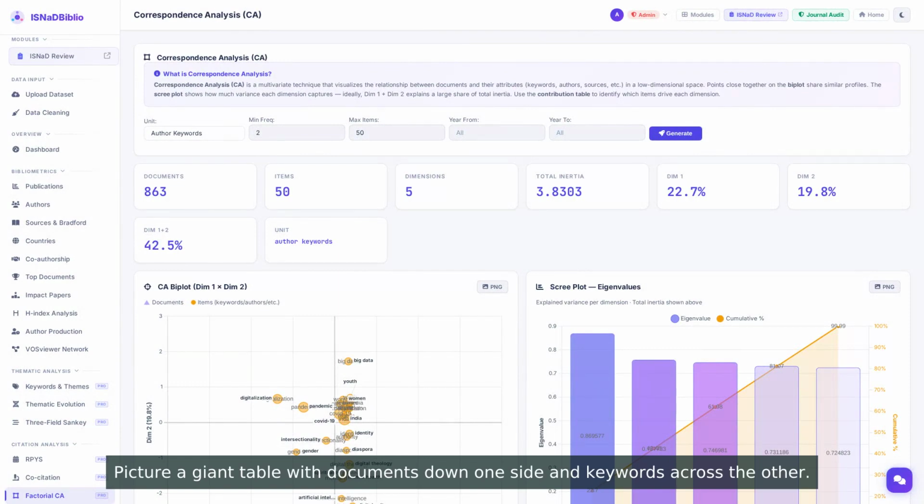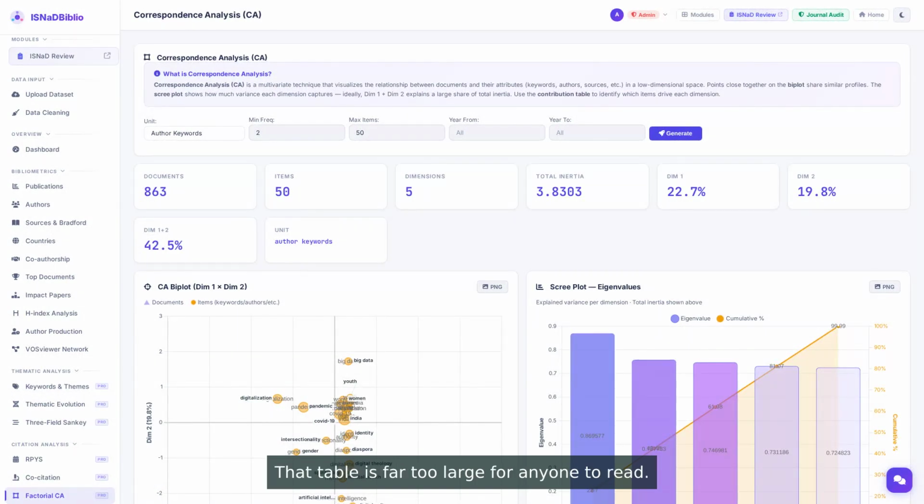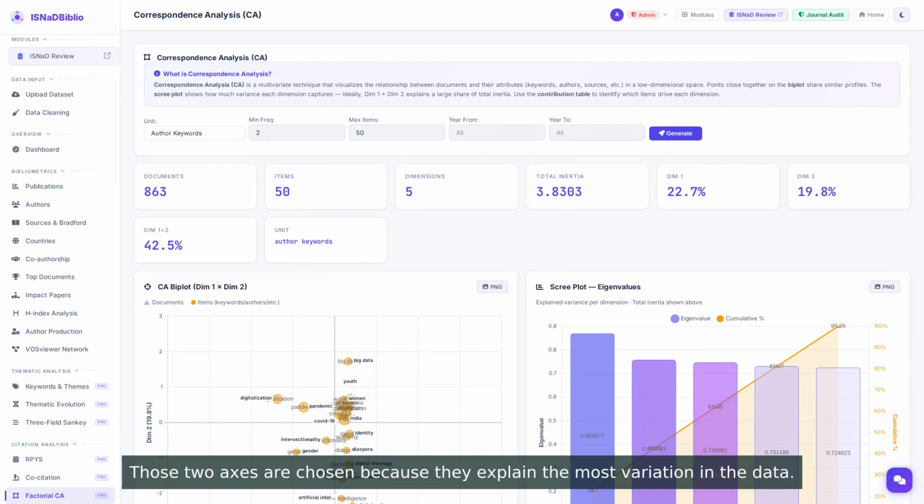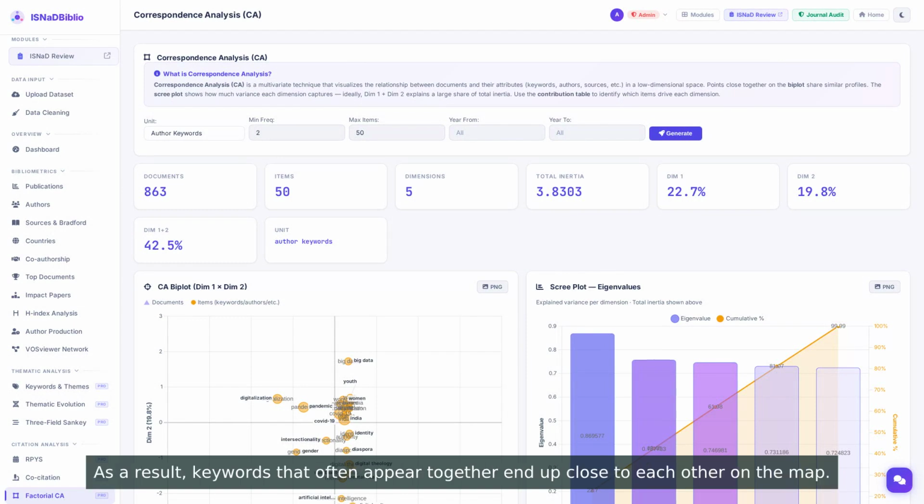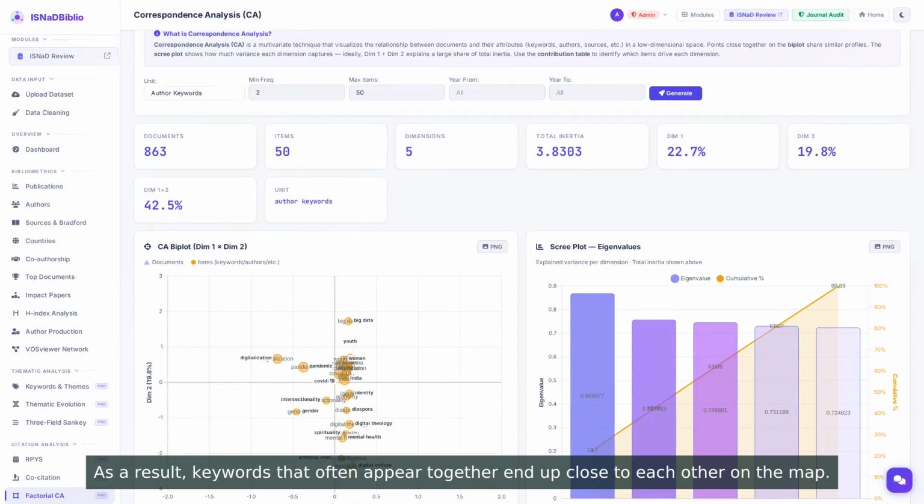Picture a giant table with documents down one side and keywords across the other. That table is far too large for anyone to read. Correspondence analysis compresses it into just two main axes. Those two axes are chosen because they explain the most variation in the data. As a result, keywords that often appear together end up close to each other on the map.